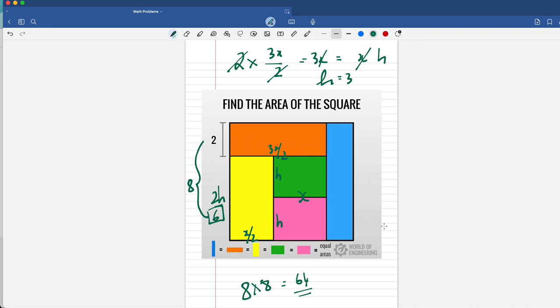Okay, I hope you gave it a shot. The solution is quite simple. The area of the orange rectangle you know already is 3x. And this 3x is 1/5 of the area of the square, which is 64 by 5. And therefore, you can conclude that x is nothing but 64 by 15, which is some fraction.